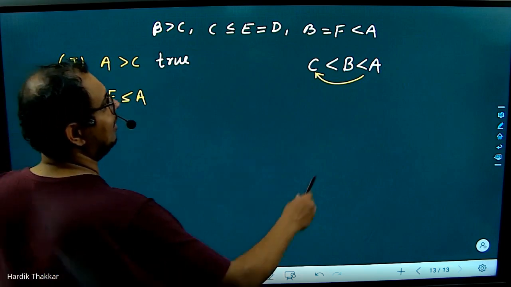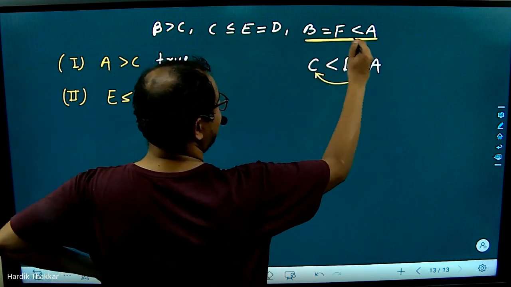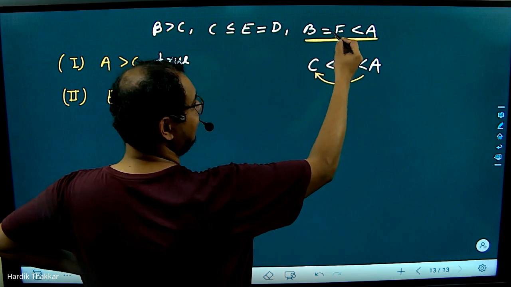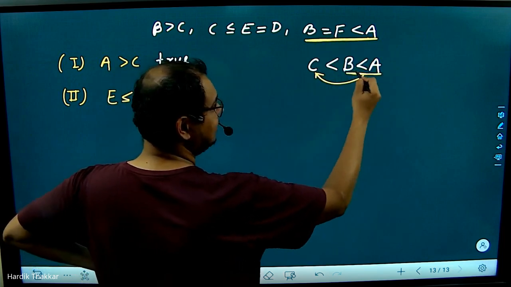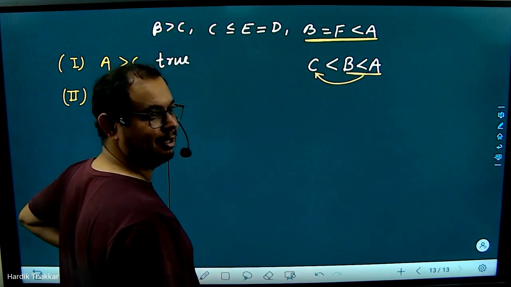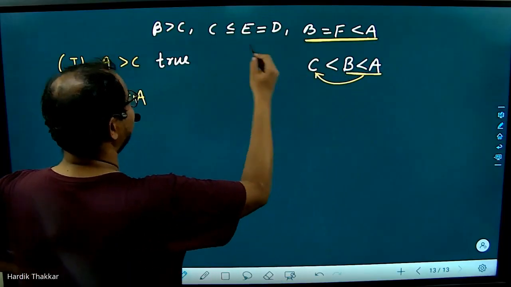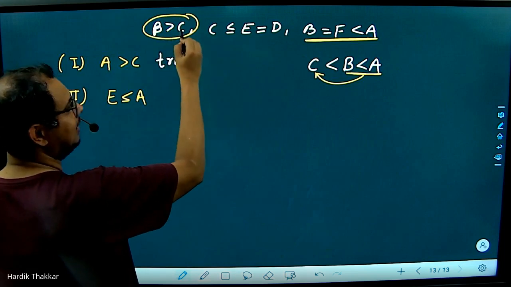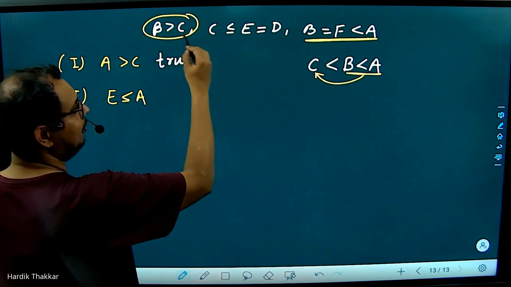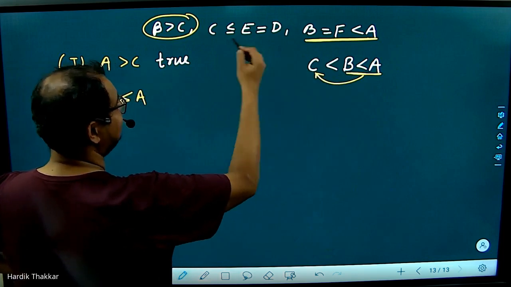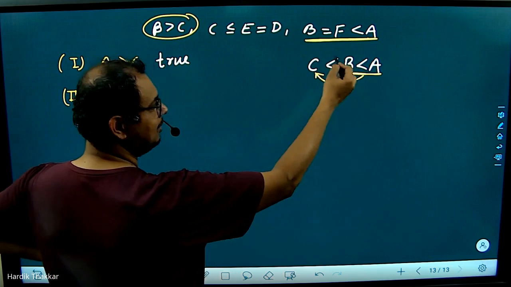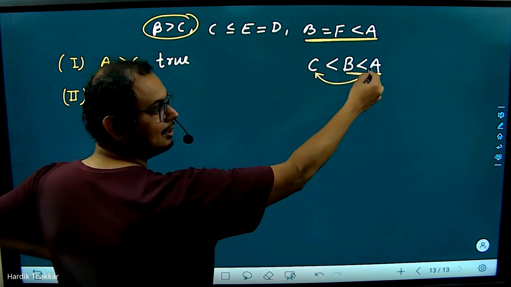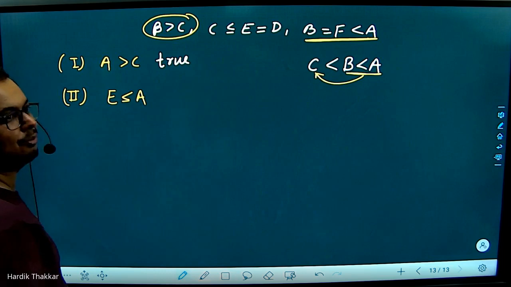So once again, can you explain this part? Okay, let us understand from this. Here A is greater than F and F is equal to B. So I'm just replacing F with B. So we can write like this: A is greater than B. Now, the relation between B and C is like this: B is greater than C. Okay. Now, A is greater than B and B is greater than C. So obviously A is greater than C. So yes, A is greater than C is true.